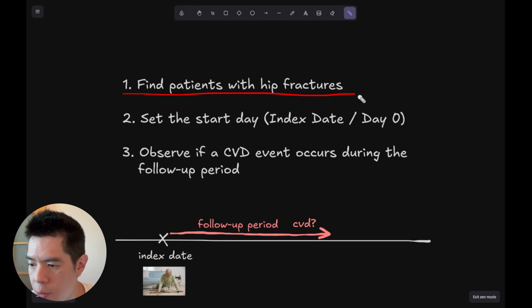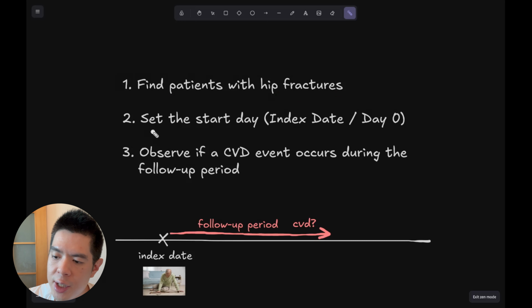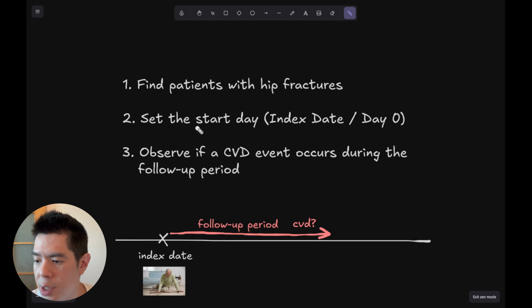The very first step is really obvious. We have to find all the patients with hip fractures. And the second step is we have to set a study start date. So that is the focus of our video here. The start date could be called index date or day zero of your analysis.